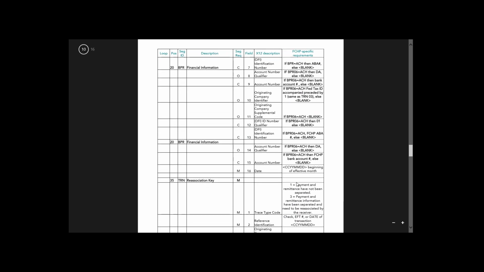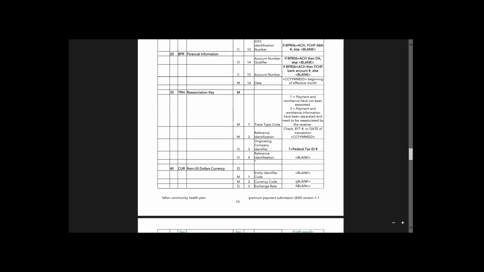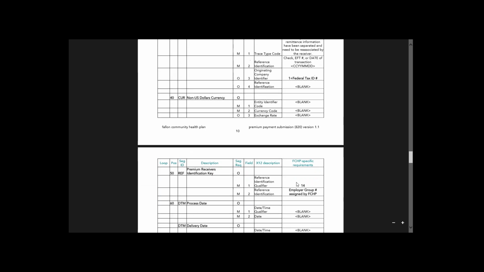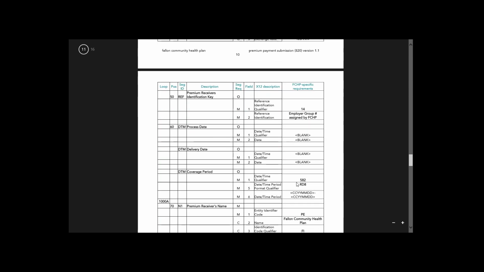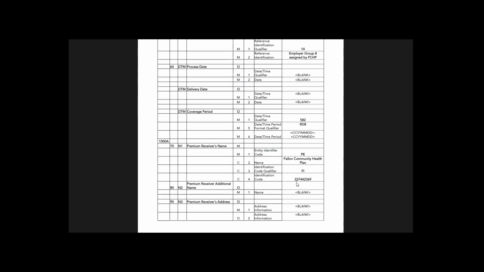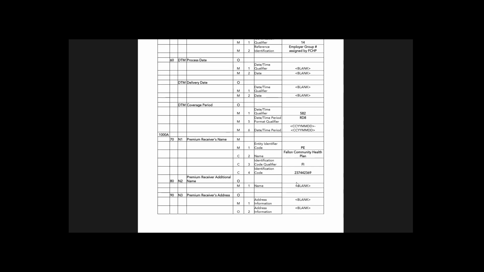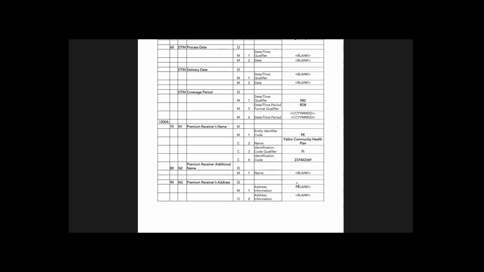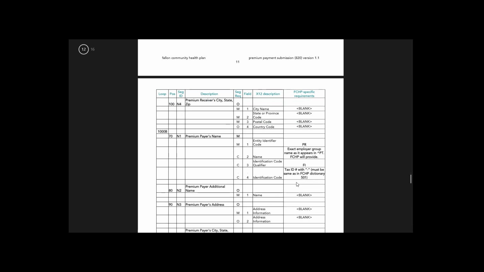Then you have the financial information, reassociation keys, non-US dollar currency. This is more of a financial control analyst job, to make sure all the data is coming through. I'm just trying to see if anything very specific we need to talk about.